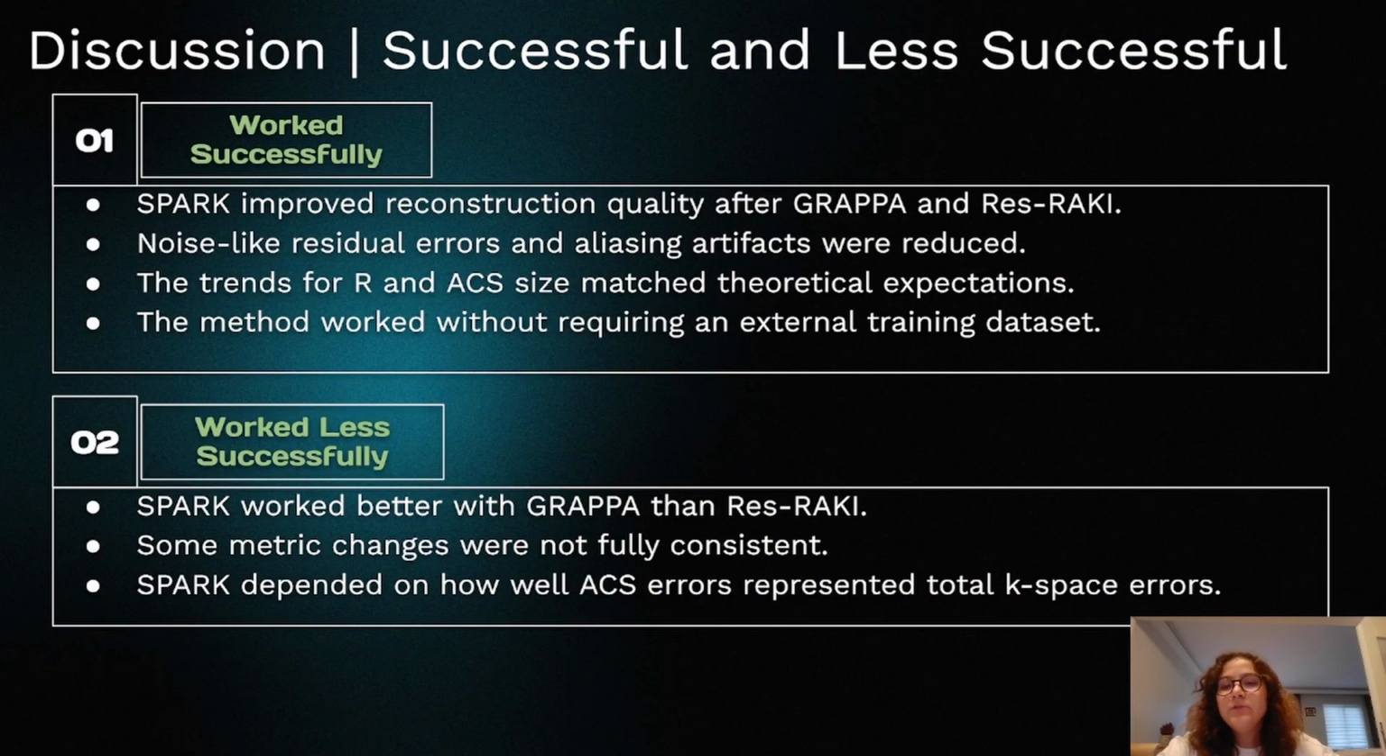The successful parts of this method are that Spark improved the reconstruction quality of the Grappa and residual Raku, and it reduced the noise-like residual errors and aliasing artifacts. It also aligns the acceleration factor and ACA size effects with the theoretical expectation. When we look at the unsuccessful part, we see that it worked better with Grappa rather than the residual Raku, and some metric changes were not fully consistent.